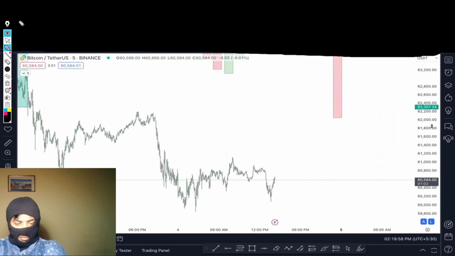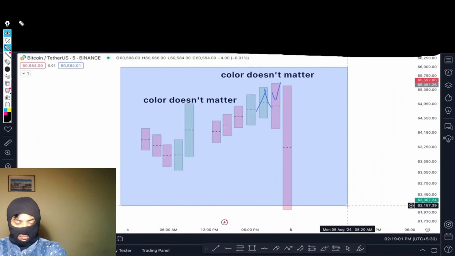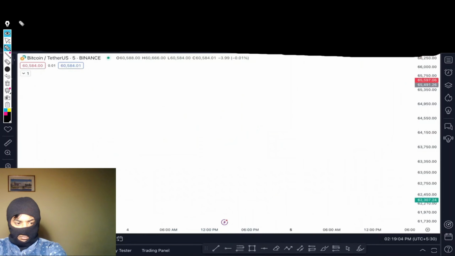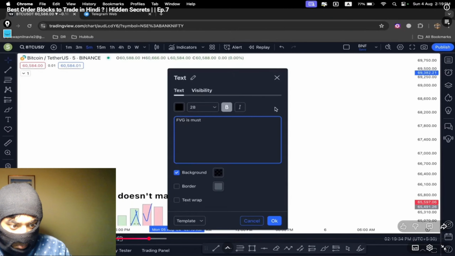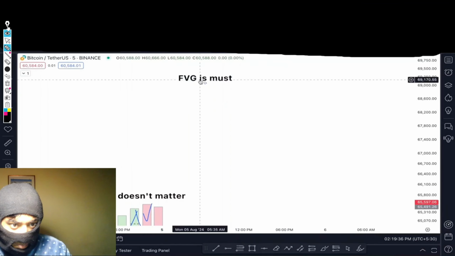So, this is the first rule. The color of the candle doesn't matter. We'll learn the rest about when to validate it later. Let's understand a little about the rules on the diagram. Then, if you implement it on a chart, you'll understand how all this theoretical and real works. The FVG must be here.